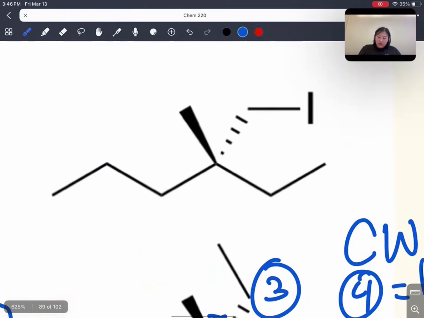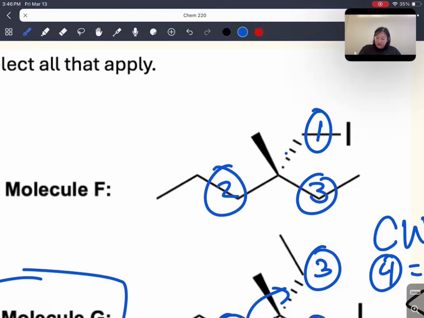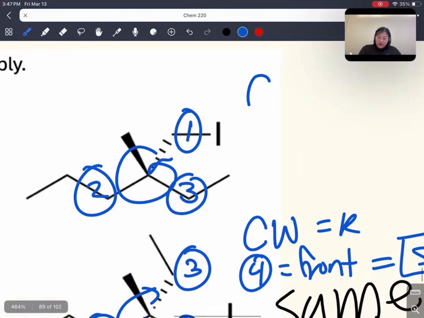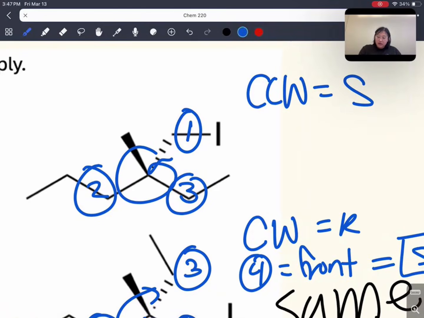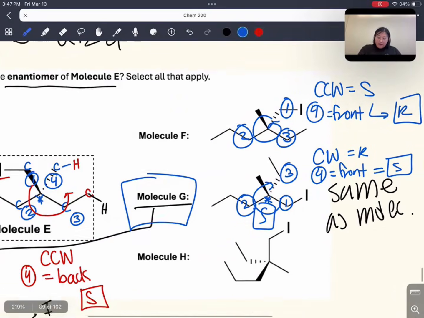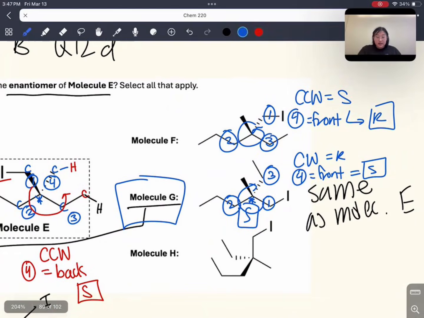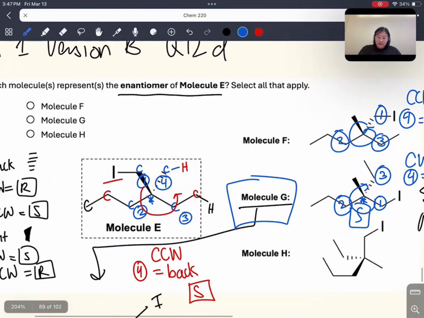I can do the same for molecule F and assign chirality. The highest priority is our I group, second is our propyl group, third is our ethyl group. If I draw my direction, I'm going counterclockwise. Normally counterclockwise would be S, but my lowest substituent group is located in the front. Therefore, the S gets converted to an R. So I have S as the chiral center for molecule E and R for molecule F. Since it's flipped, molecule F is an enantiomer. So I'm going to check off molecule F as being an enantiomer.